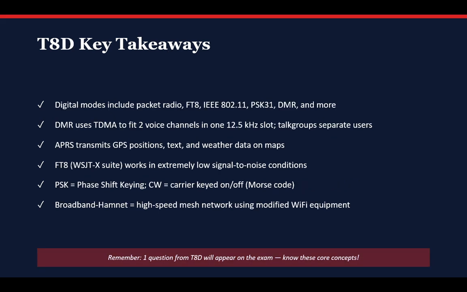Okay, so the takeaways here: digital modes include packet radio, FT8, the IEEE 802.11, PSK31, DMR, and more. So all these modes are referred to as digital modes. One of the things that you'll run into is there is some slight difference. They are all digital, but FT8, for instance, works on single sideband mode, primarily HF, but it works on VHF and UHF as well, and it requires a computer interface in order for you to have that computer send and receive signals through your radio.